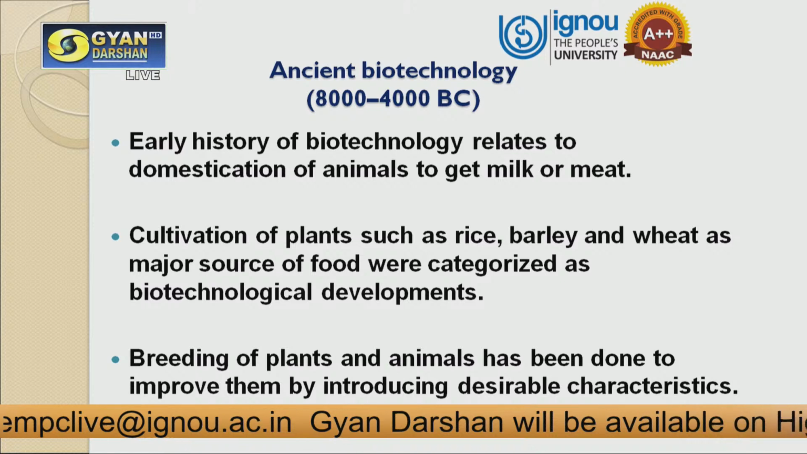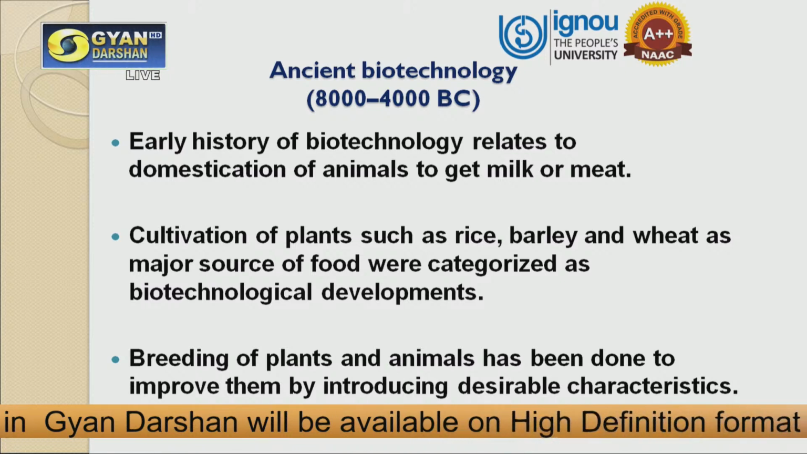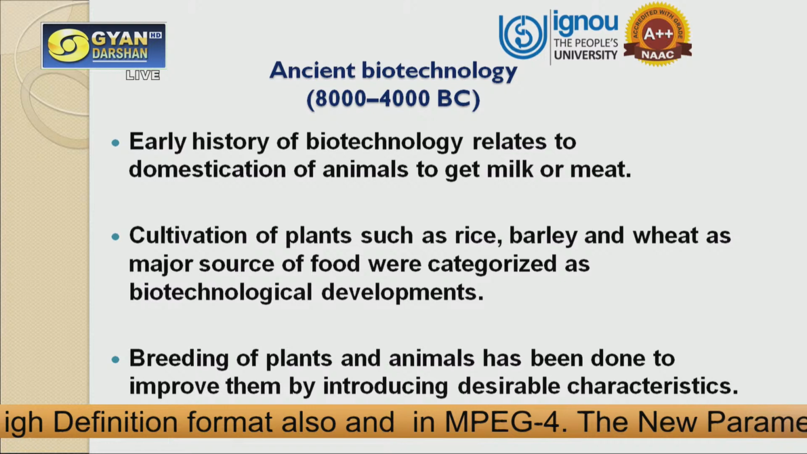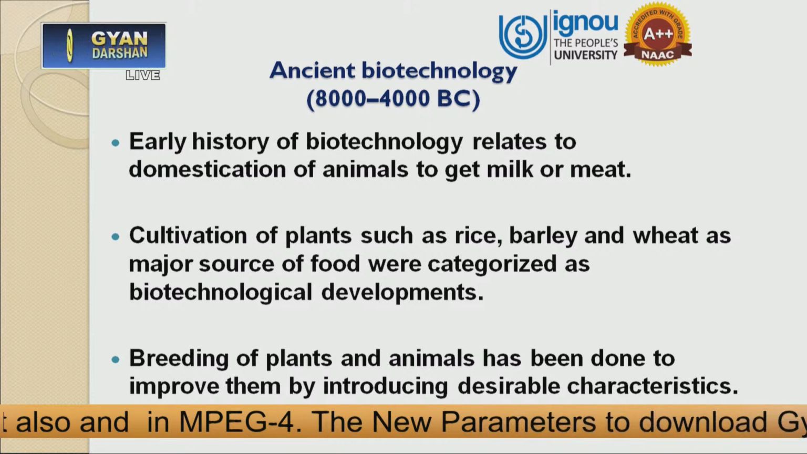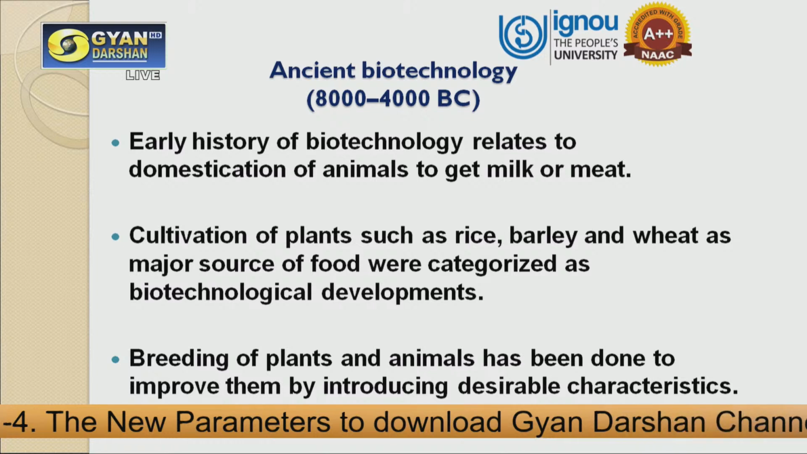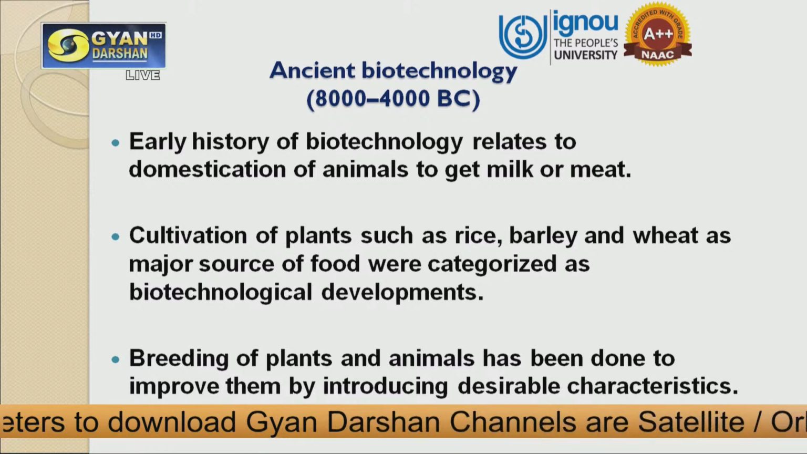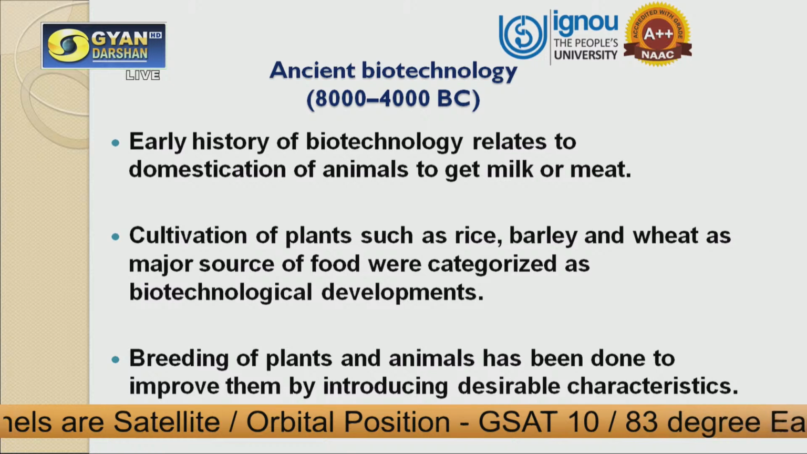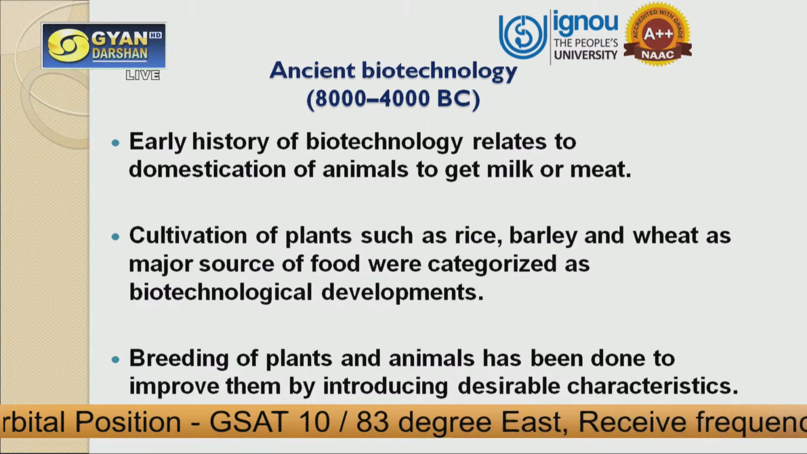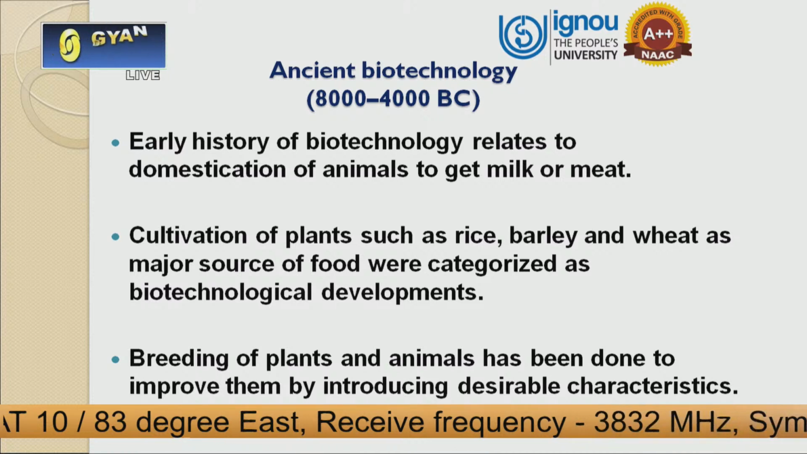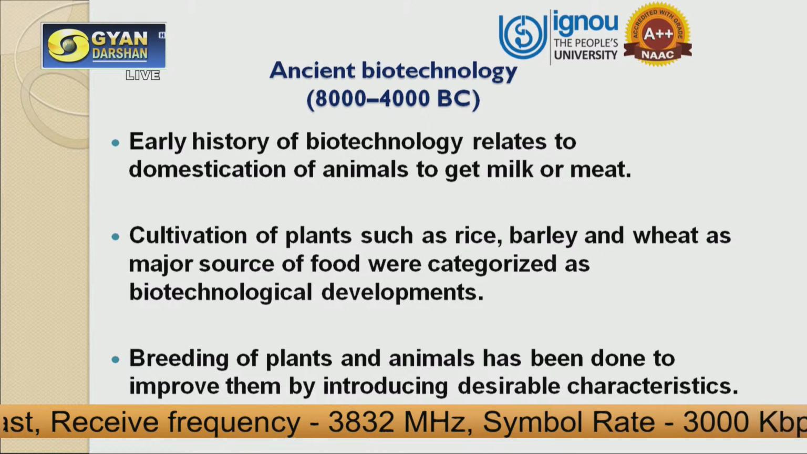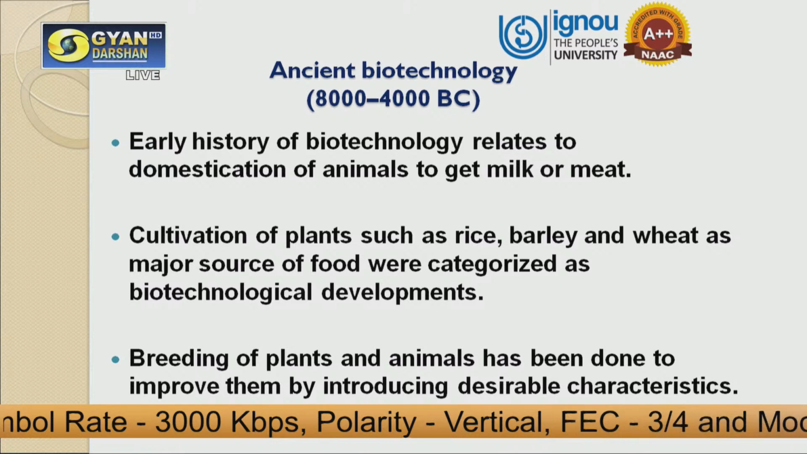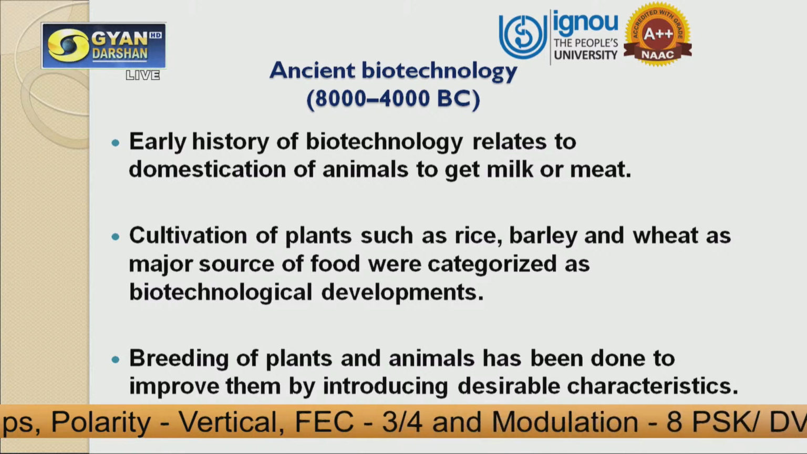Later on, they started cultivating plants such as rice, barley, and wheat as a main source of food, which can be categorized as biotechnological development. The domestication of wheat can also be compared to ancient biotechnology, where the genes have been manipulated, or changed in such a way that productivity is enhanced and less damage to the crop can occur. So cultivation of plants is the second step which we can correlate with biotechnology.